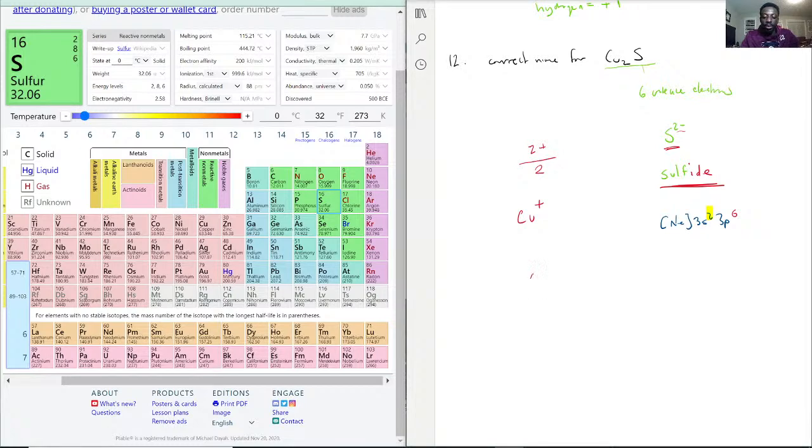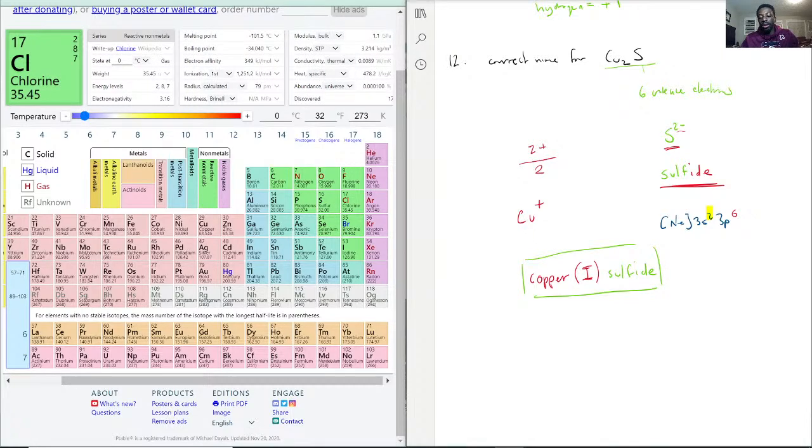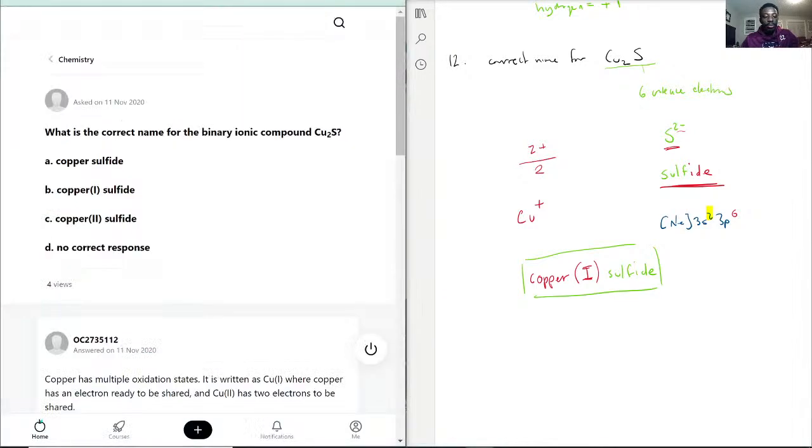So for this, you would still have to write out the name copper, and in the parentheses, you would have just the Roman numeral for 1, and then you would just add the name for sulfide. And this right here is going to be the correct name for copper. It still will be called copper sulfide or copper 1 sulfide, but that'll be the correct name for it. Okay, so see what we have here. Luckily for us, we have B, because A, copper sulfide, that's not specific enough, so that wouldn't fly.